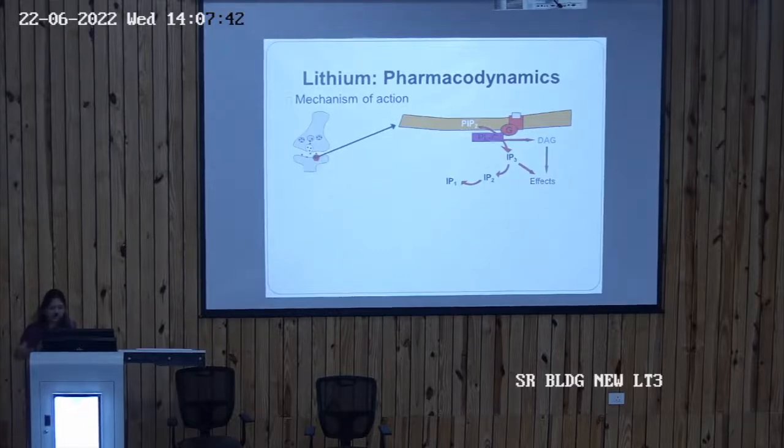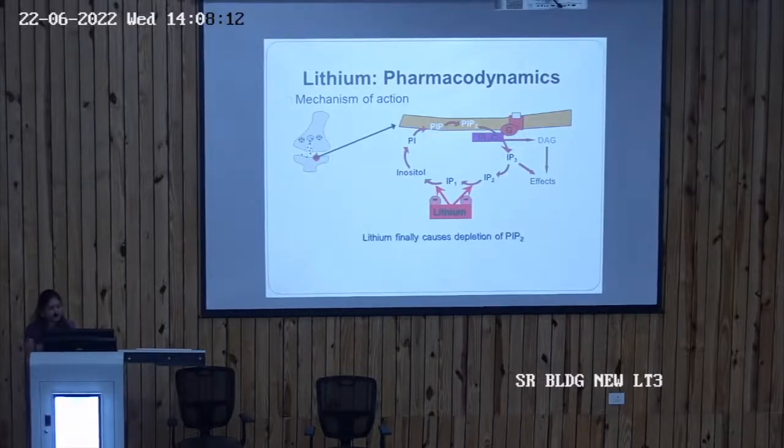Now what does lithium do? It inhibits the synthesis of phosphoinositol diphosphate. If this is not available, IP3 DAG will not be formed. So what is lithium doing for this? Lithium is inhibiting inositol monophosphatase, which helps in synthesizing inositol diphosphate.